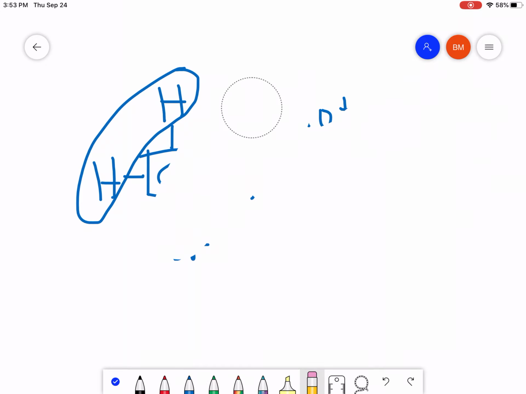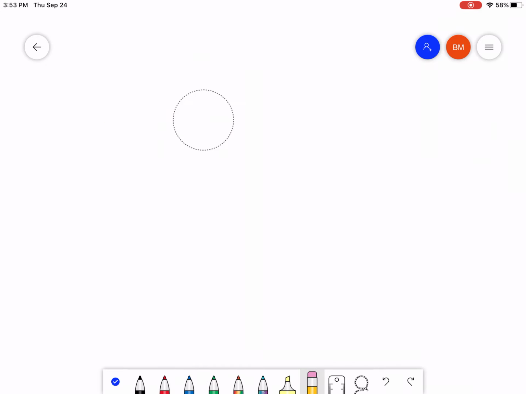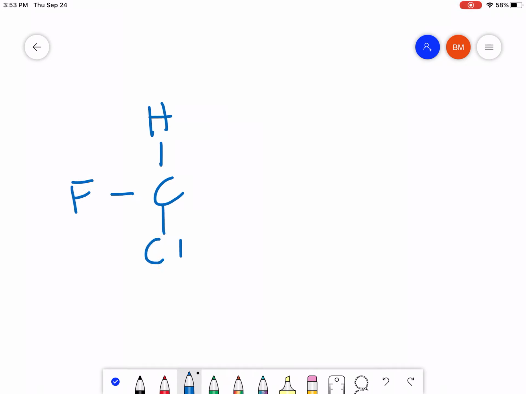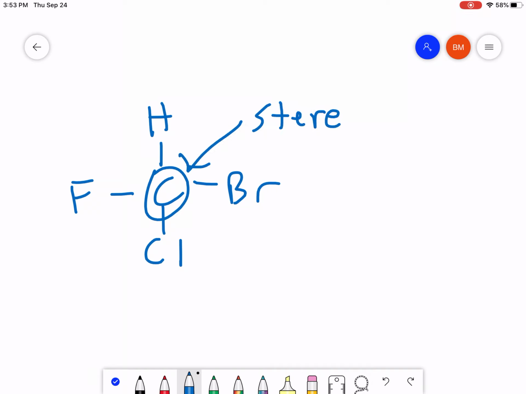Whereas, in the other example we looked at, right? We have a Br, we have a Cl, we have an H, we have an F. Those are all different. So, this carbon is stereogenic. Okay? And again, I want to emphasize four different atoms, as they are here, or four different groups of atoms.